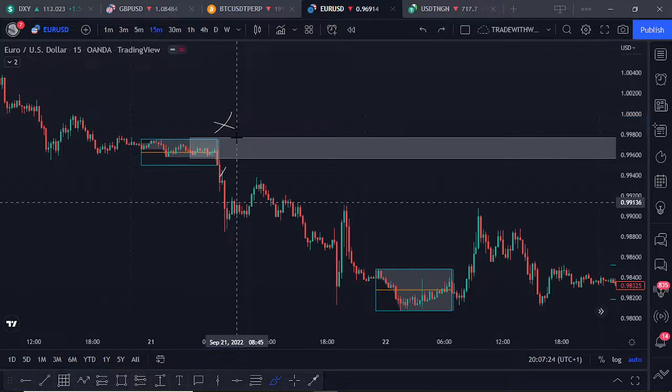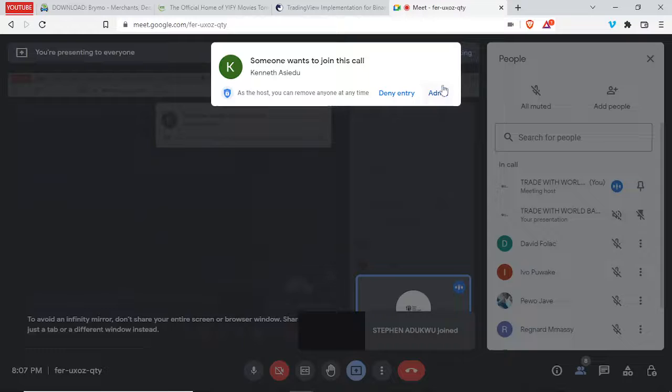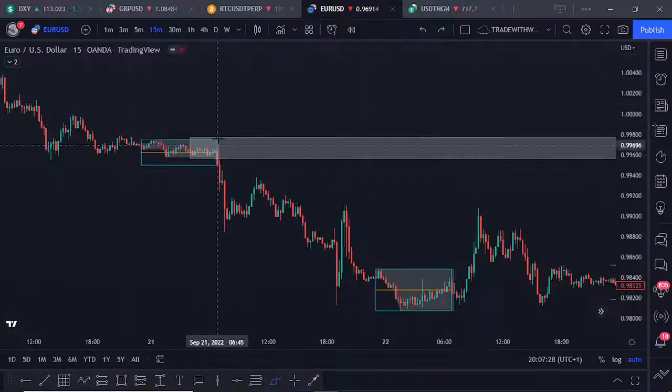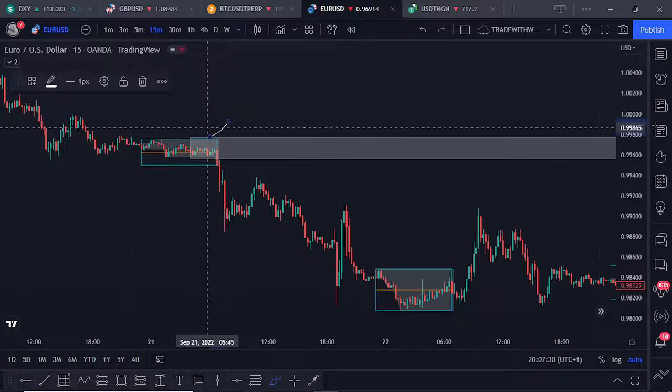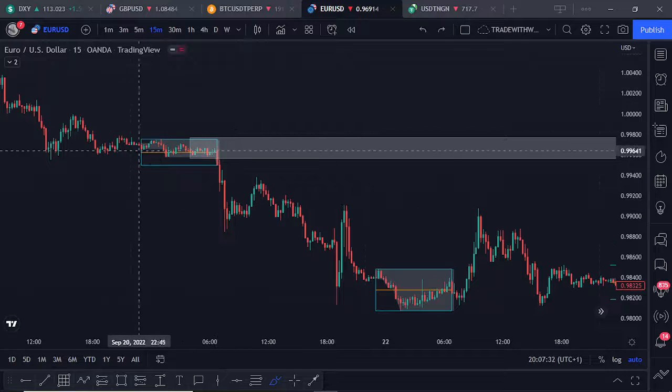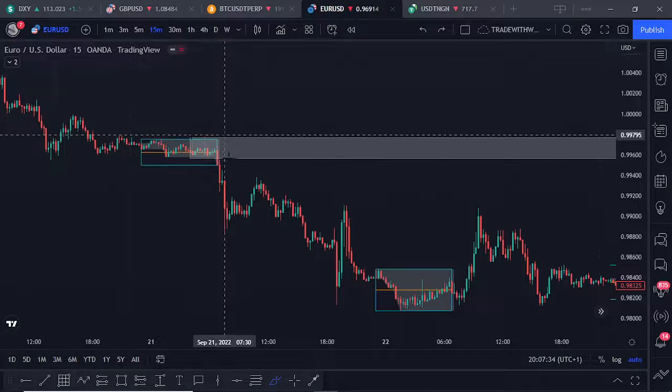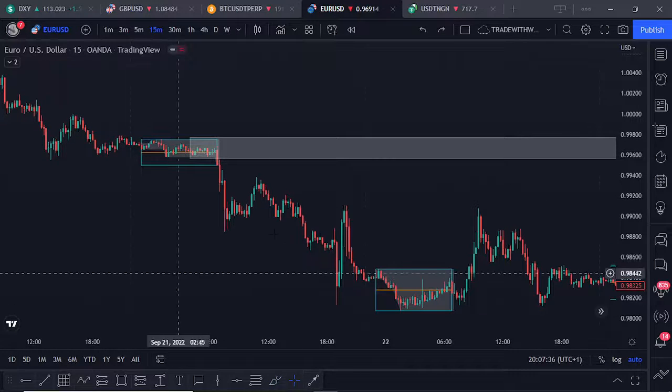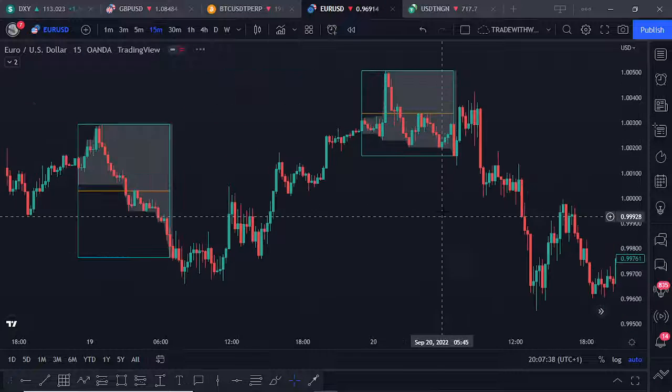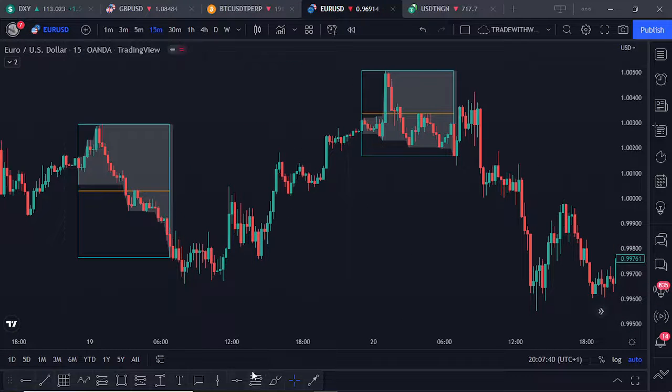Nonetheless, it doesn't mean this Asian session liquidity at the top is not valid. Like I said, there are some reasons that it didn't grab liquidity here. You understand? So let's move to another Asian session again. This will be the last one I'll be explaining. Okay, this one is also ranging.